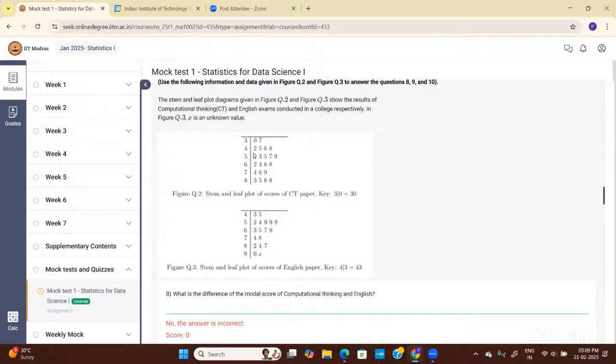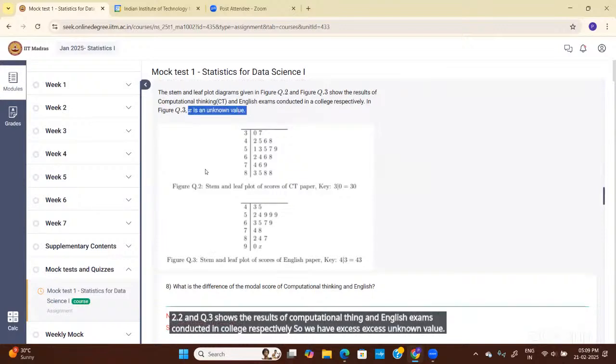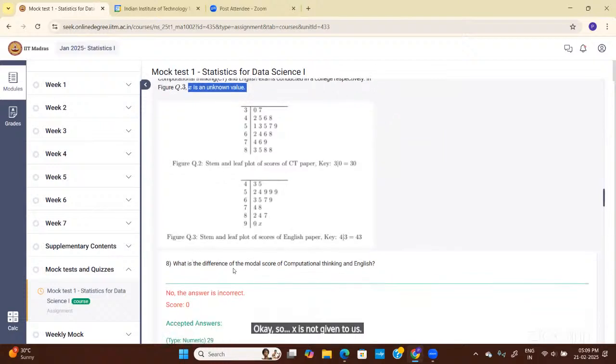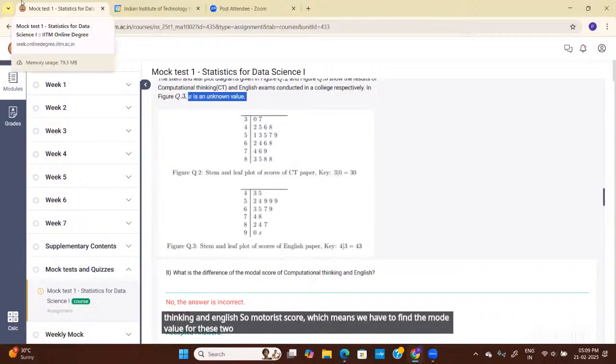Yeah, so the next question is: the stem and leaf plot diagrams given in figures Q.2 and Q.3 show the results of computational thinking and English exams conducted in college respectively. We have X as an unknown value, which is not given to us. The question is, what is the difference of the modal score of computational thinking and English? So modal score means we have to find the mode value for these two data sets.